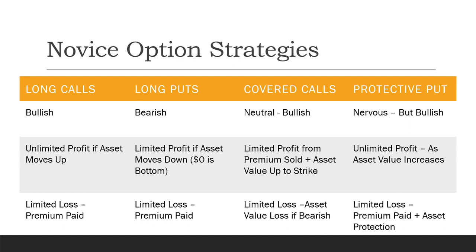Long puts. For this one, you're bearish, so you expect the stock to go down. You have limited profit because the absolute bottom for a stock is $0. It can't go below that. And it's the difference between your strike price and where the stock currently is. So you have limited profit, basically whatever downside there is, up to $0. And then you have limited loss again. Same thing with the long calls. The only thing you lose with a long put is the premium paid.